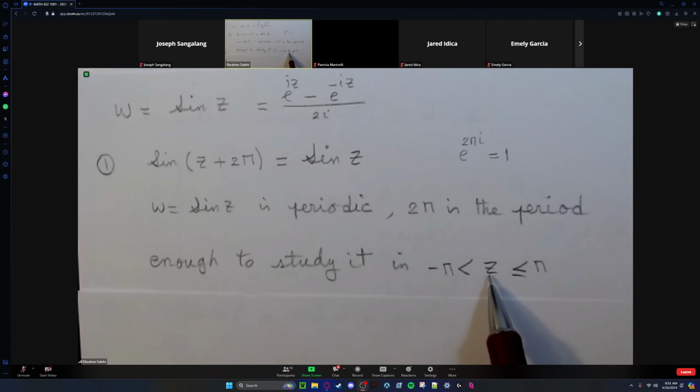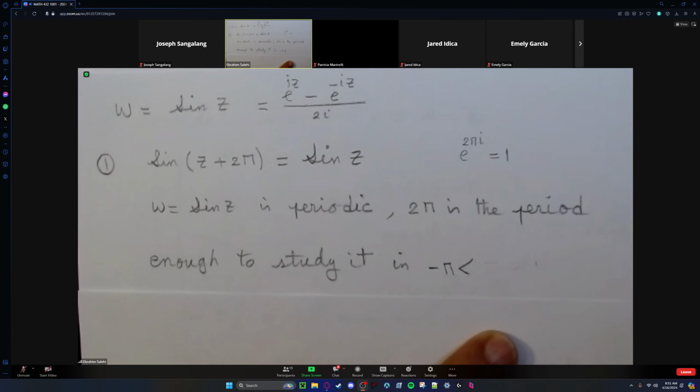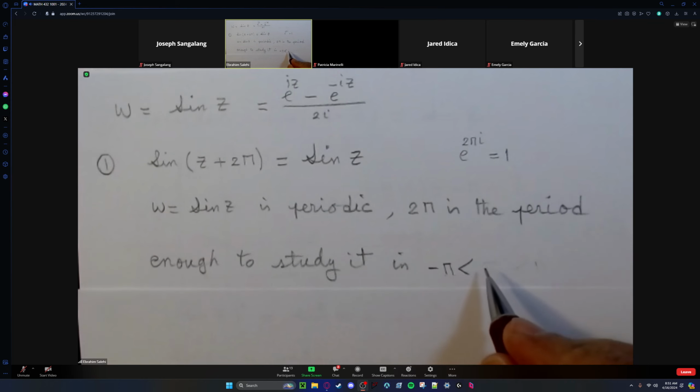Z between -pi and pi. It is better, I say, the real part of z.